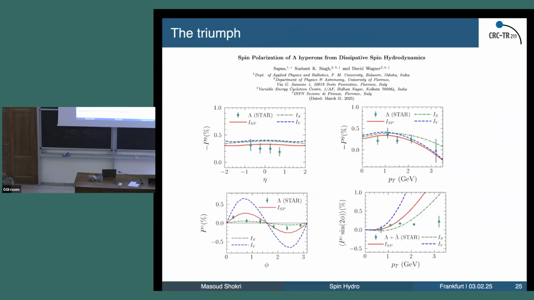Okay, and this is the end of my fun part, which is the paper by David and Sushant, that these guys actually use semi-classical spin hydrodynamics to calculate the polarization. I don't know, Sushant is going to give a talk at some point. Okay, so this is just an advertisement.